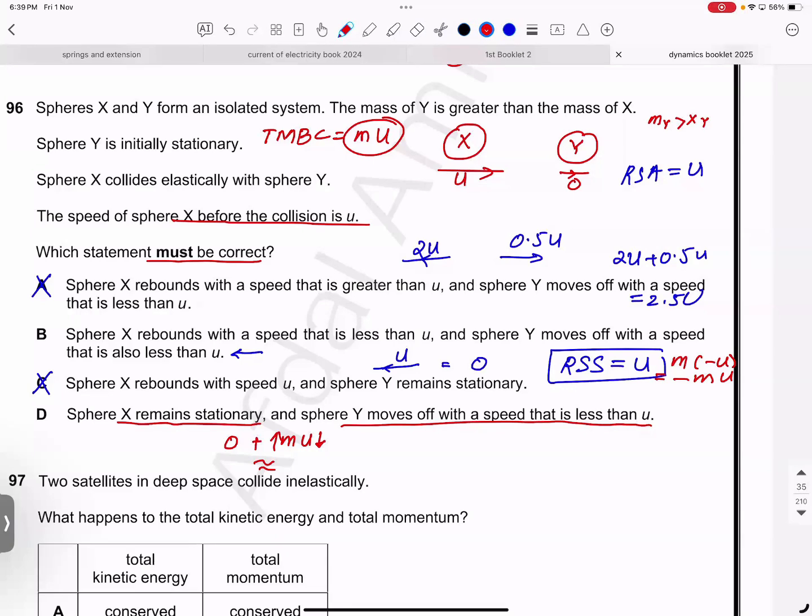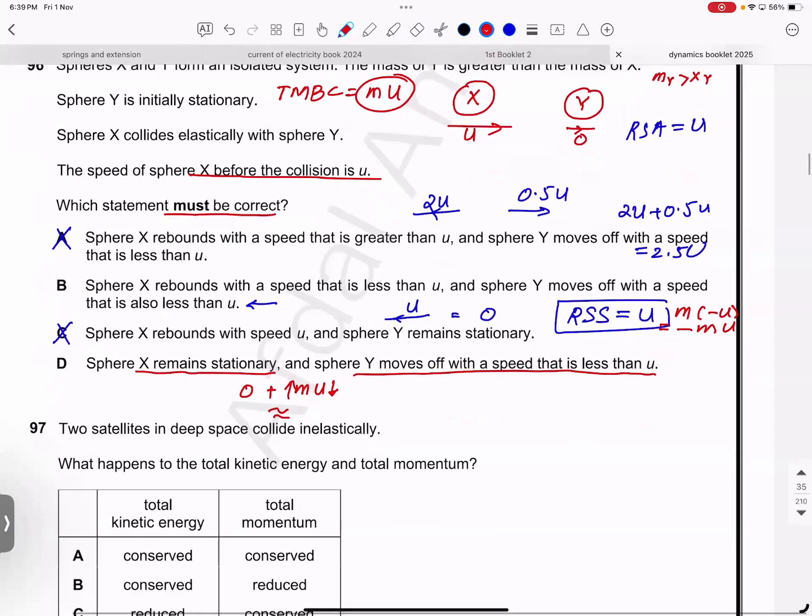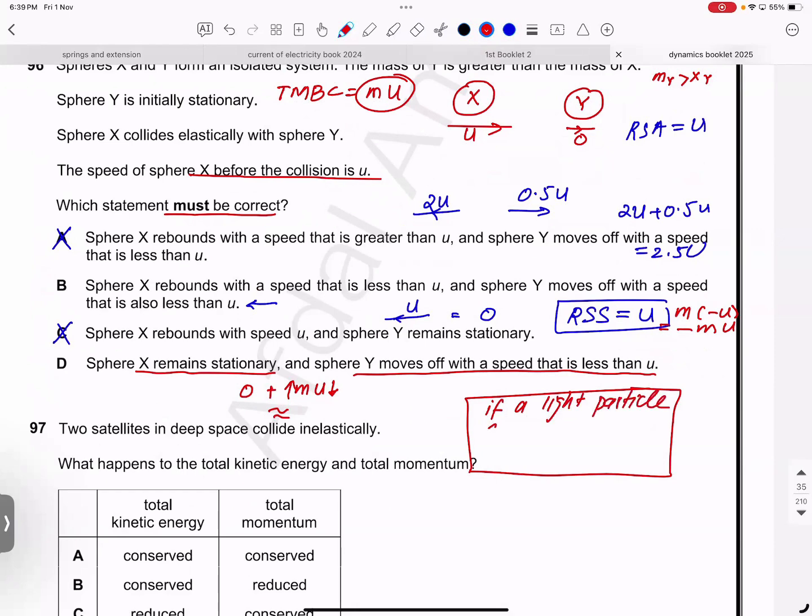Now, sphere X rebounds with a speed which is less than u. We need to understand if it is right or not. This is what I'm saying, that it might be wrong. I'm giving you another approach. That is a rule, actually. You can write it: if a light particle collides with a stationary heavy particle, light rebounds.